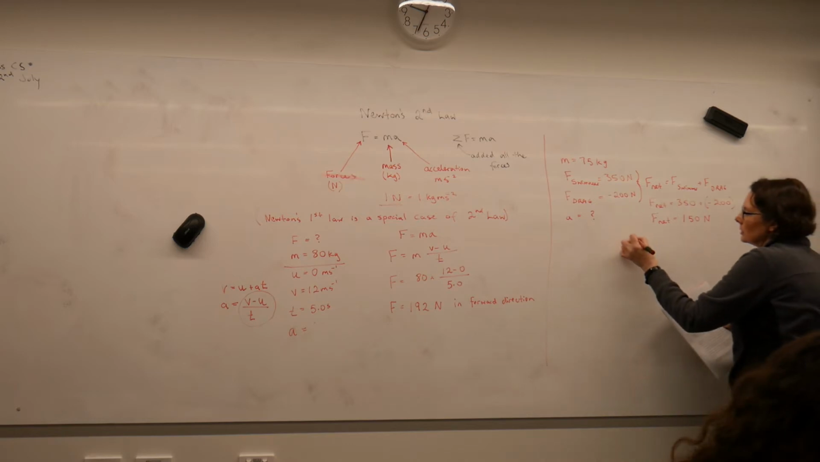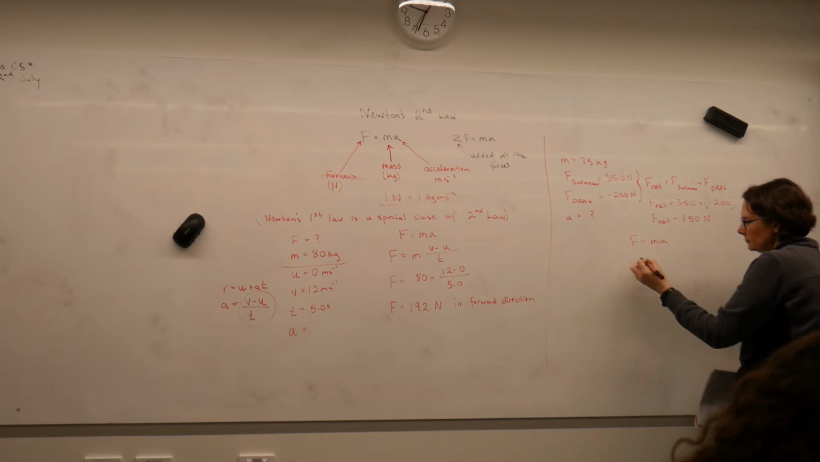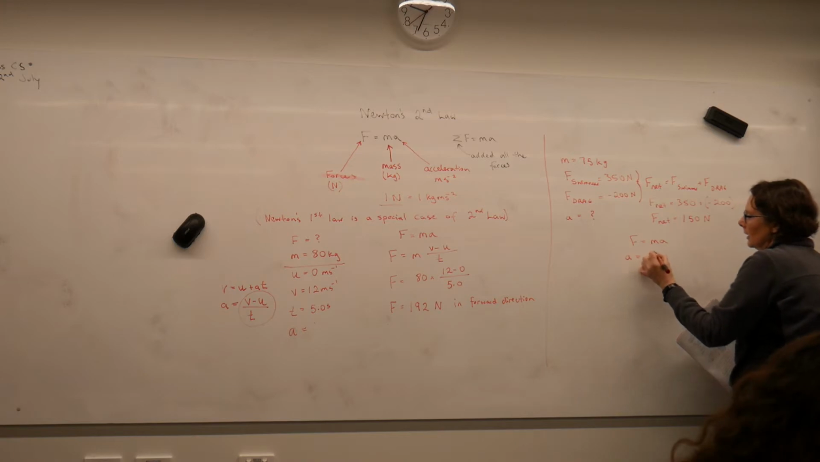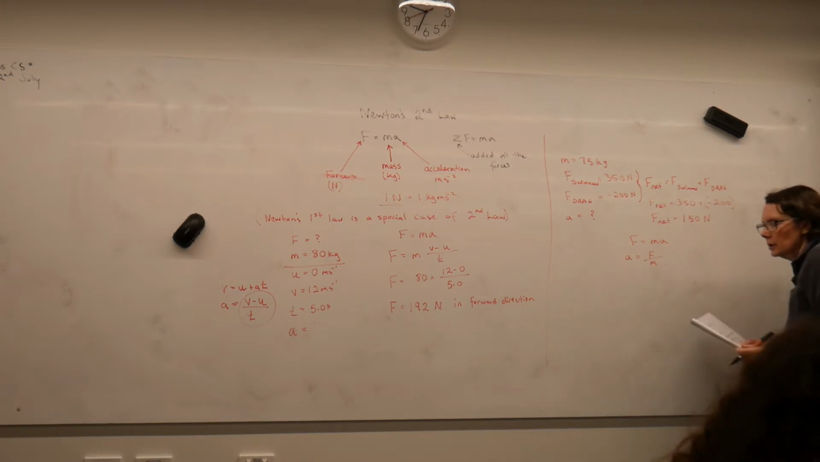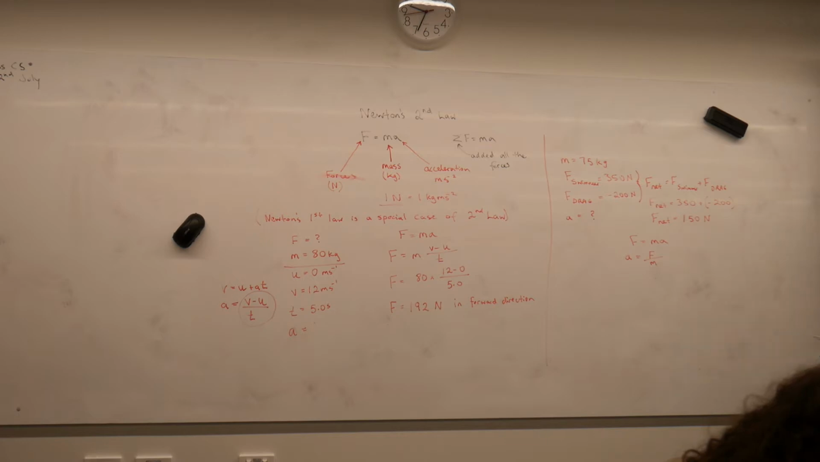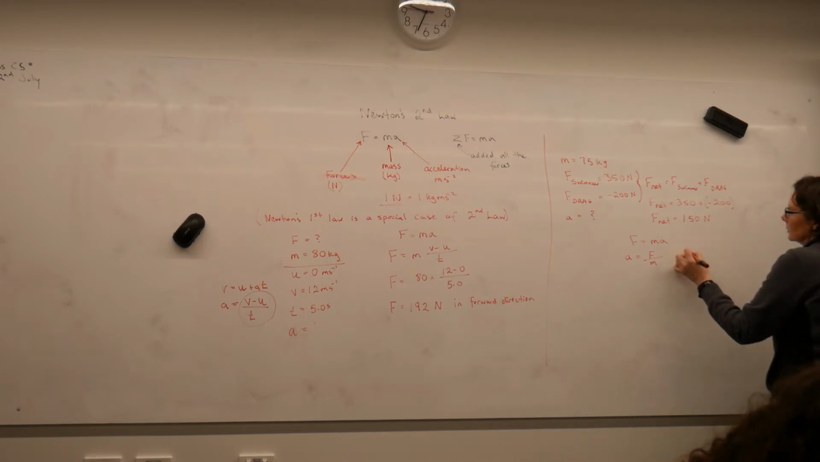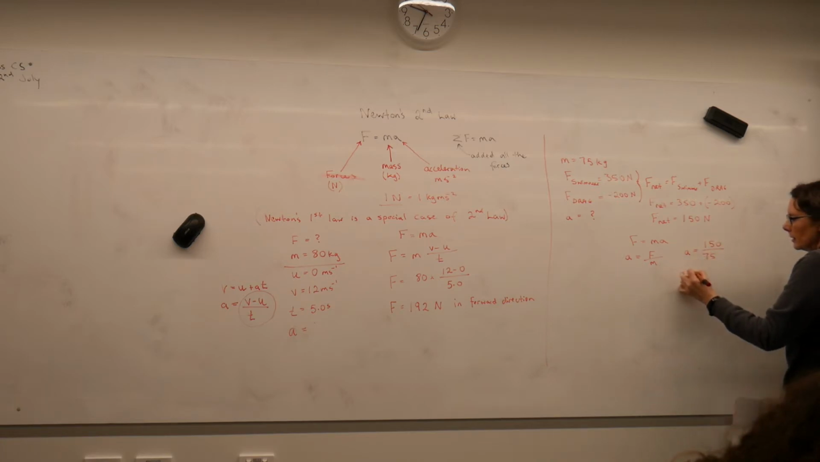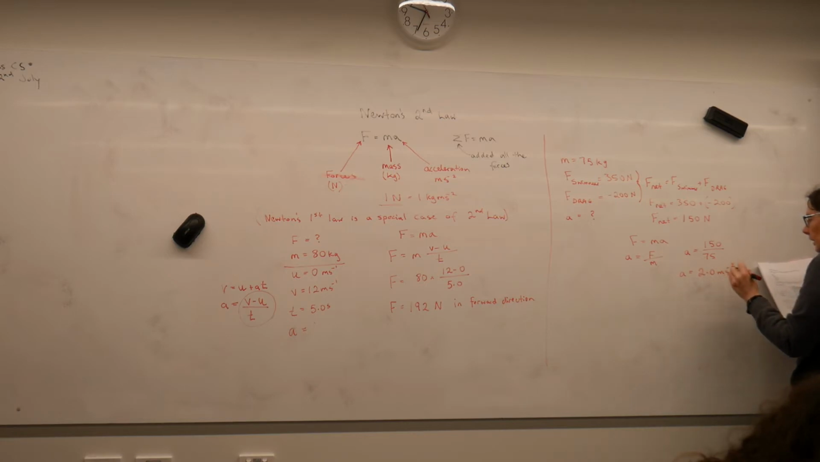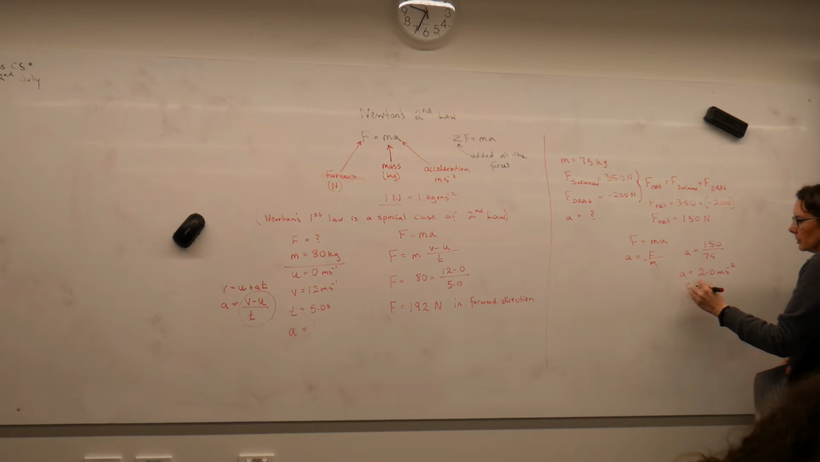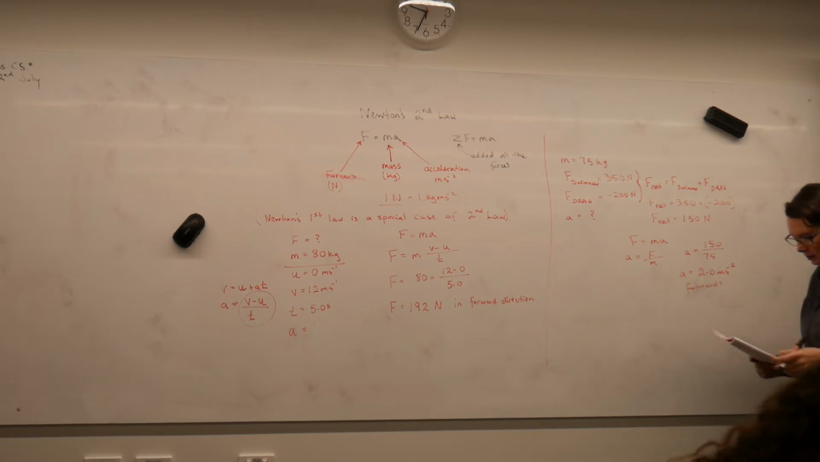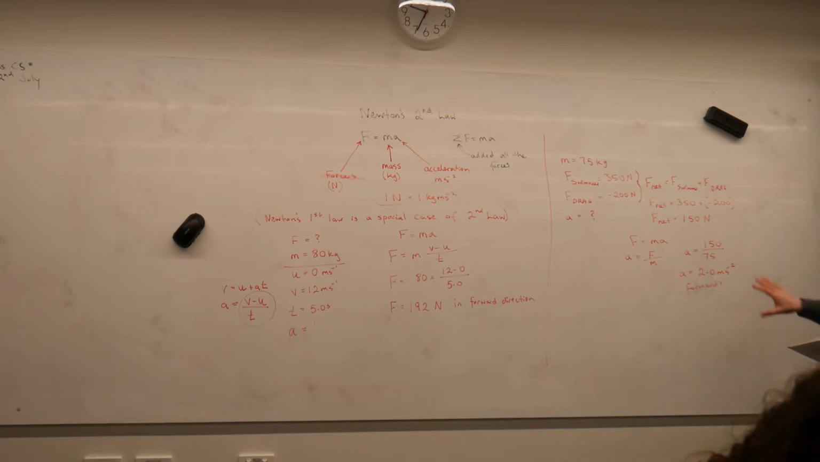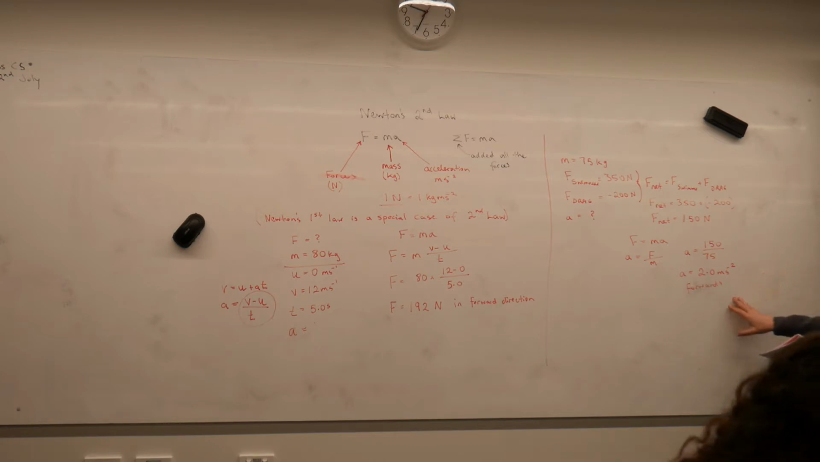Now we can use F equals ma to find acceleration. Acceleration will equal the force divided by the mass. So my acceleration is equal to 150 divided by 75. That's going to be 2 meters per second squared forwards. Okay, so that's in the direction that the person is swimming.